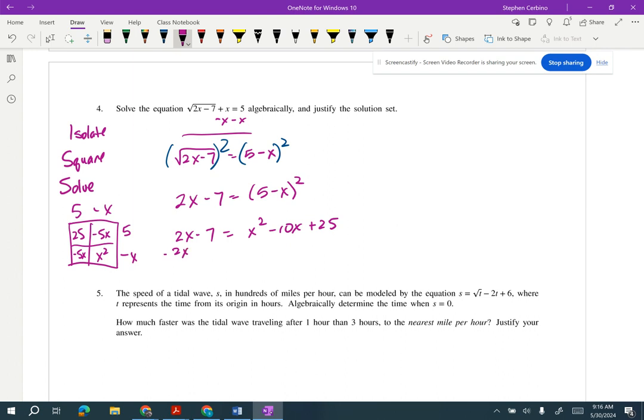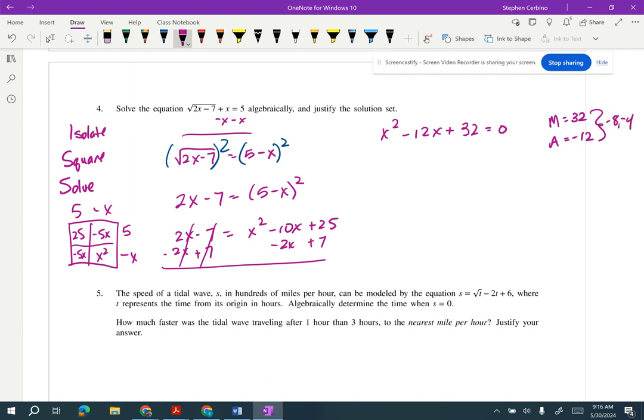We then can subtract 2x and add 7 because when we have a quadratic, which I know because it's x squared, I want that quadratic to be equal to 0. To solve this, I have to factor it. So I have to figure out what multiplies to make 32, but adds to make negative 12. And those two numbers would be negative 8 and negative 4. So I'd have x minus 8 and x minus 4.